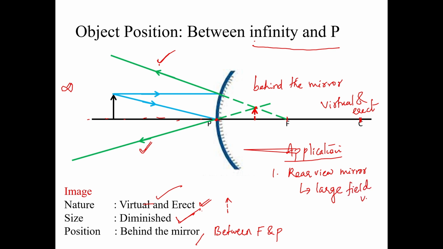And it is also used as a security mirror. In shops you can see the security mirror, and also in parking lots, parking areas you can see the mirror. All these are security mirrors. So these are the applications of convex mirror. So we have completed our ray diagrams for concave as well as convex mirror.